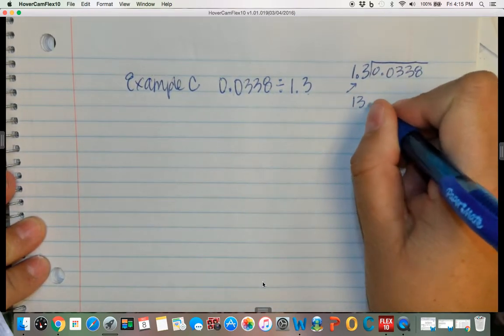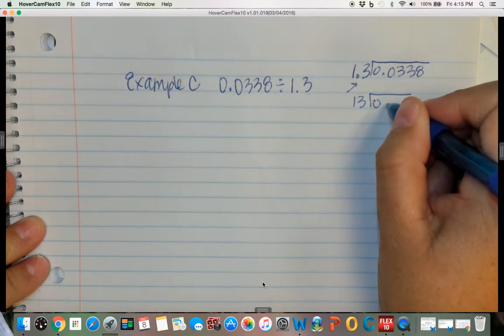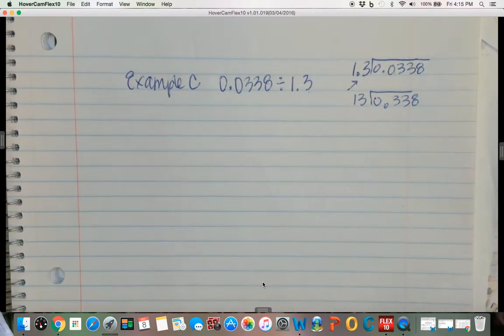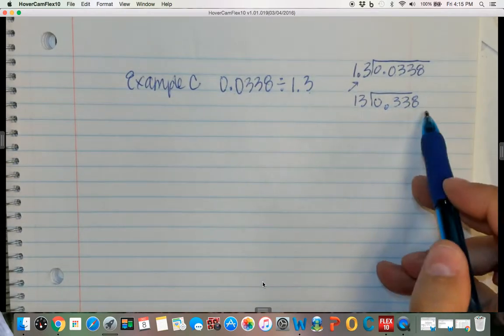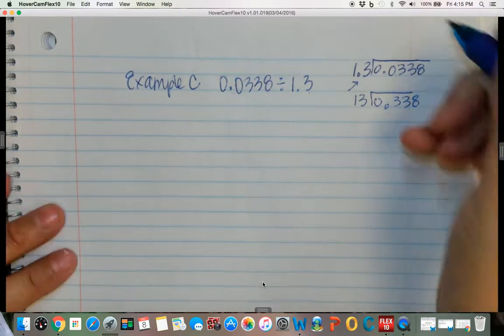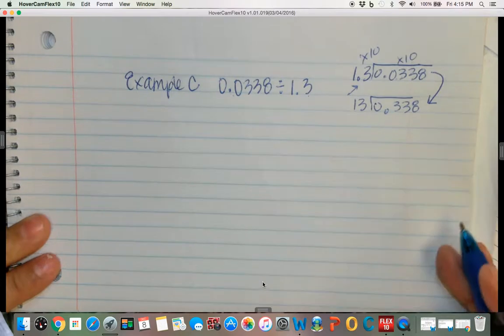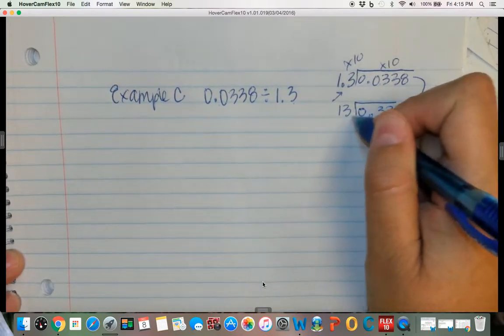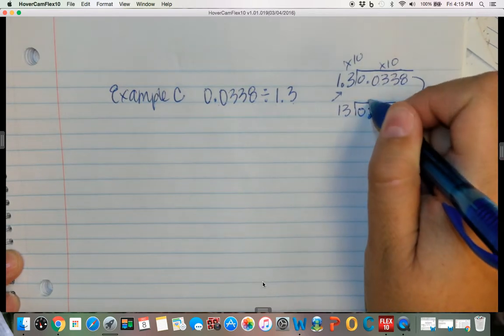That'll make it 13 into 0. It will move this one over 1. I will still have 0.338. And I still have to do 13 into 0.338. And I can do that. So I multiplied this by 10, I multiplied this by 10, I got this. I move the decimal over 1 because I multiplied by 10. If I do it this way, this decimal here goes straight up and I still keep dividing.